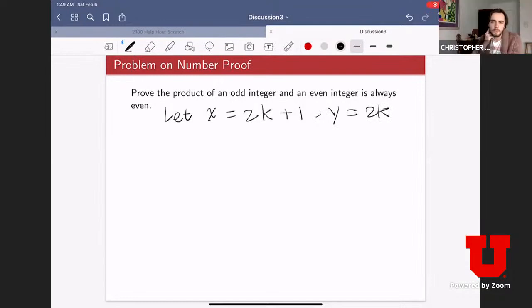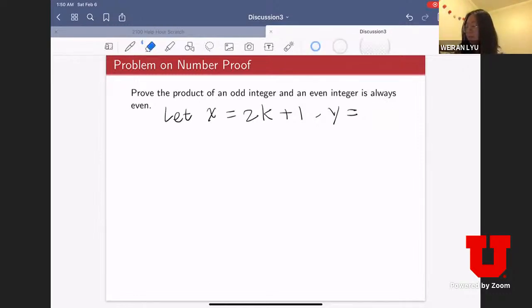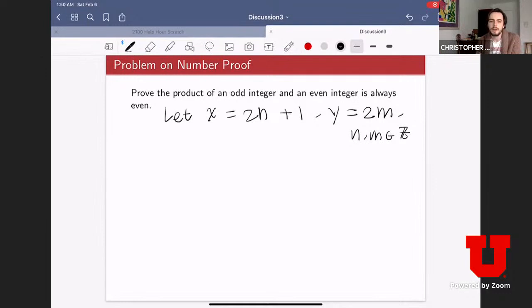I was actually wondering, when we write these formal proofs, is it okay to use k for both of those? That doesn't imply that it's the same k, right? Well, just to be safe, yeah, I guess you're right. I can just use another variable. Let's just use x equals 2n plus 1 and y equals 2m, where both n and m are integers. Perfect. And then I just substituted that in the product.